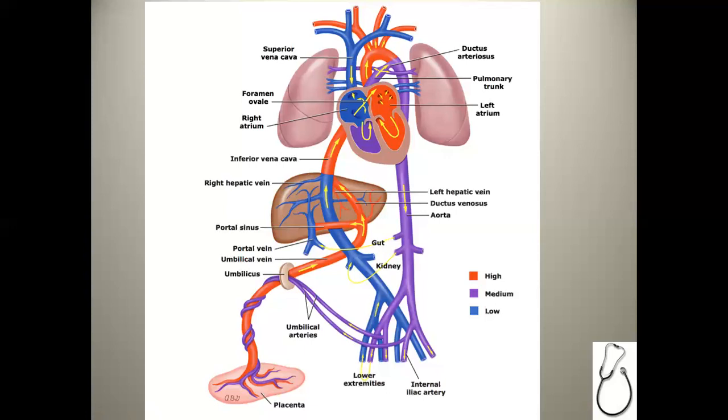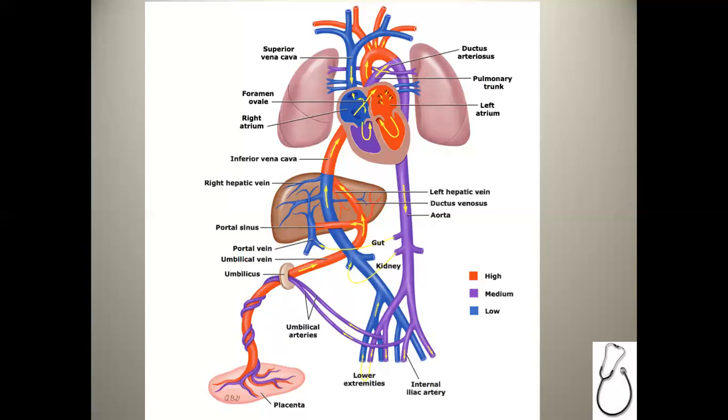From the descending aorta, it will supply the upper part and the lower part of the body, and the blood will be returned back to the placenta through two umbilical arteries. The blood from the lower part of the body returns to the placenta through these two umbilical arteries.